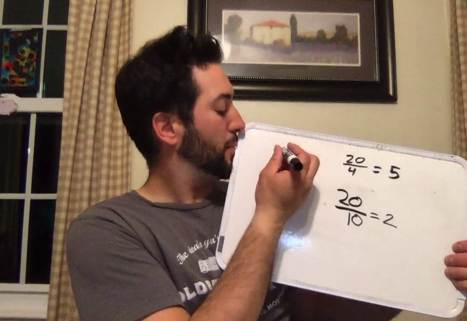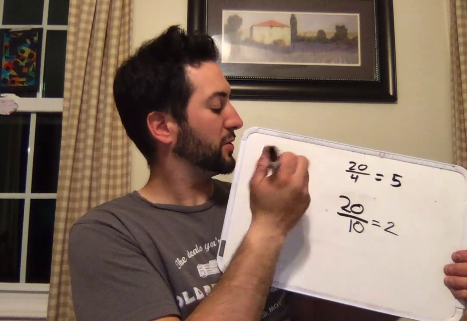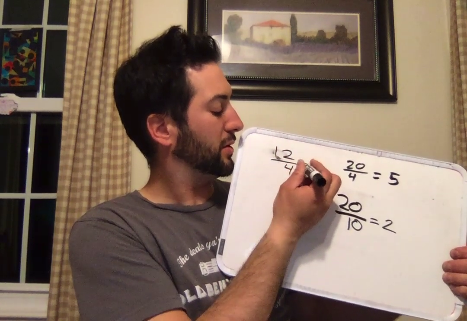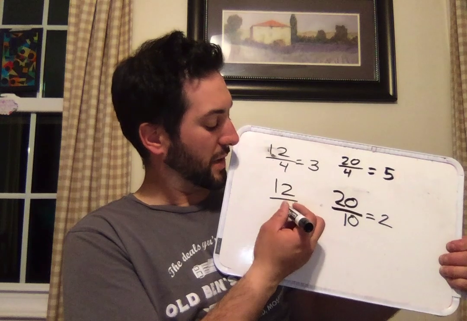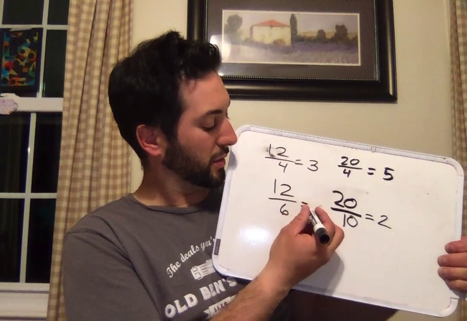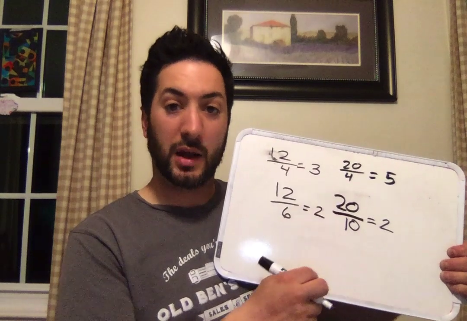Let's try another one. Let's go with 12. 12 divided by 4 equals 3, right? 12 divided by 6, so I made this bigger, equals 2. The answer gets smaller, right? Doesn't that happen? So when you make the bottom bigger in a division problem, the answer gets smaller. That means the bottom part of the division problem and the answer are, it's a big word, indirectly proportional. What that means is that the opposite thing happens. When you make the bottom bigger, the answer gets smaller. If you make the bottom smaller, the answer is going to get bigger.